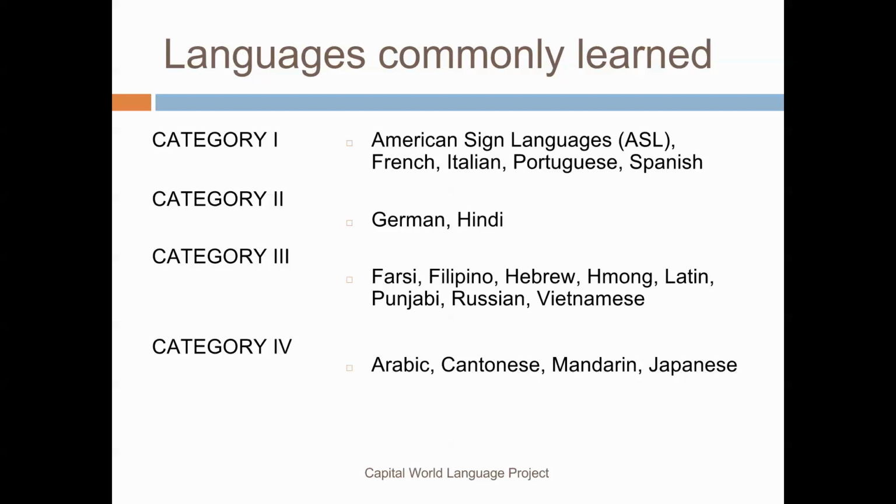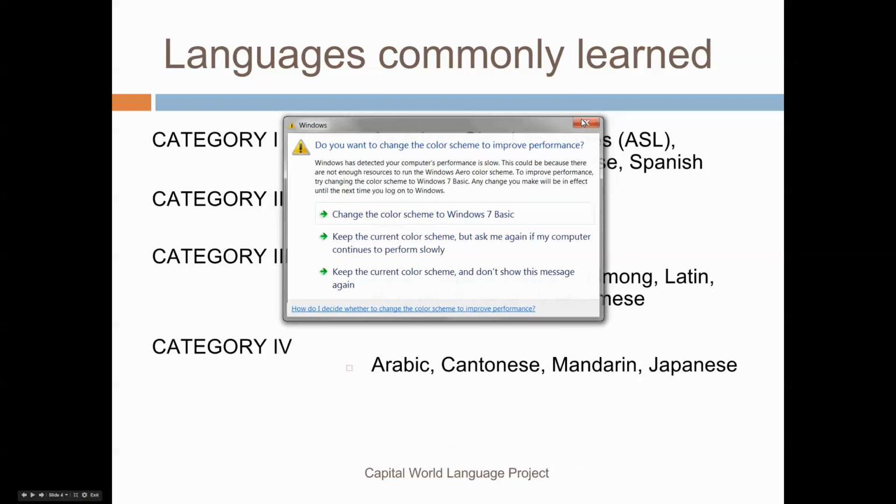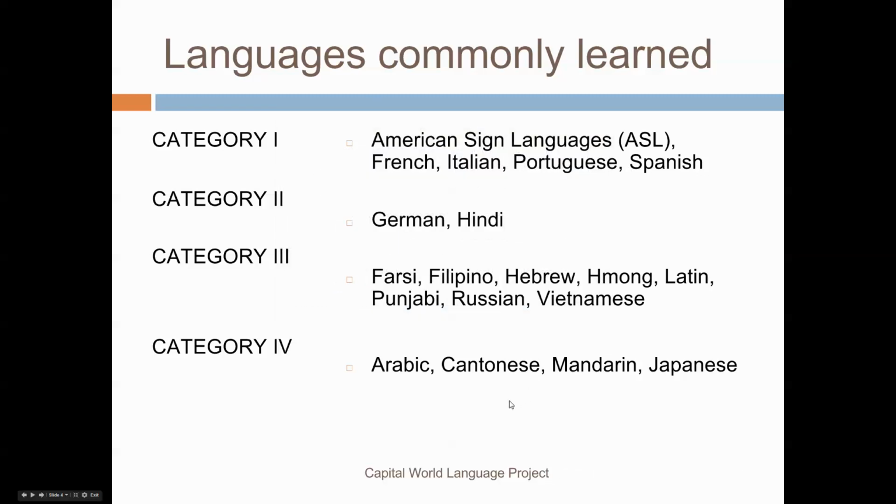Students learning these languages will require less time to achieve a given level of proficiency than students acquiring languages in categories 2, 3, or 4. With each category, the amount of time required to achieve the same amount of proficiency will increase. So Category 2 languages include languages such as German and Hindi. Category 3 languages include languages such as Farsi, Filipino, Hebrew, Hmong, Latin, Punjabi, Russian, and Vietnamese. And the last category of languages, the one that will require the longest time for most American speakers of English to gain proficiency, are Arabic, Cantonese, Mandarin, and Japanese.